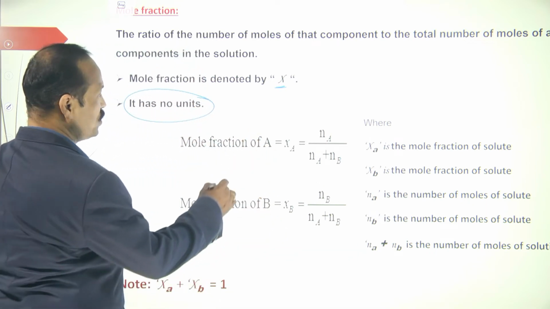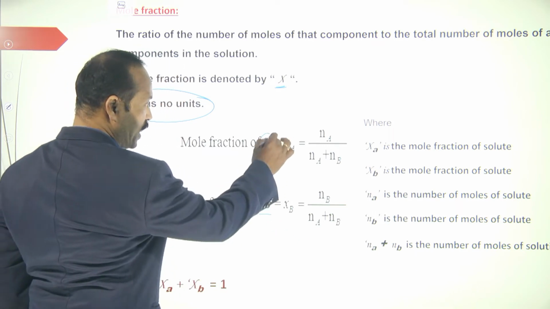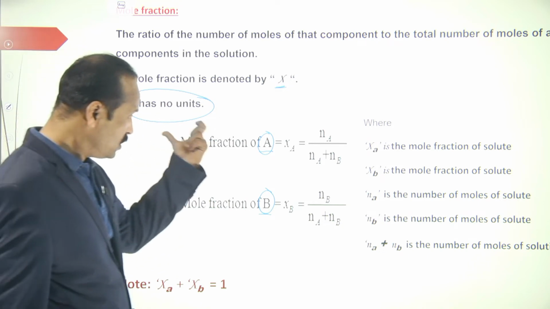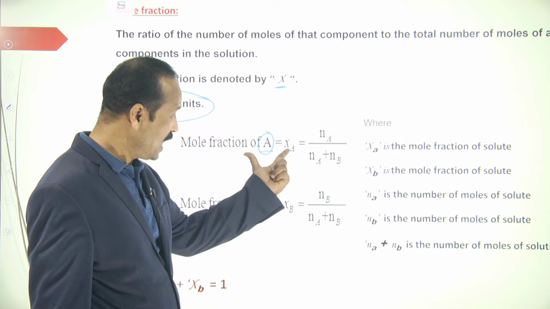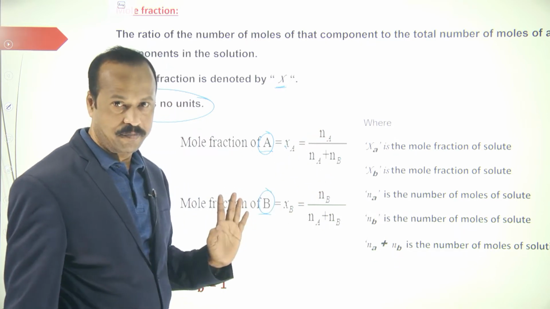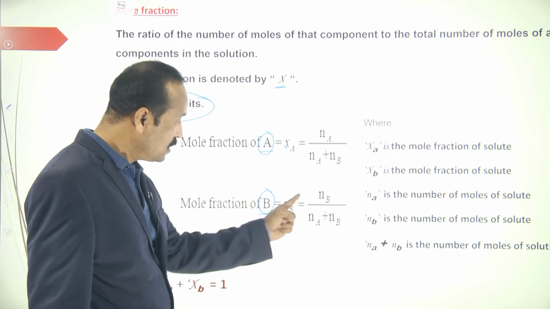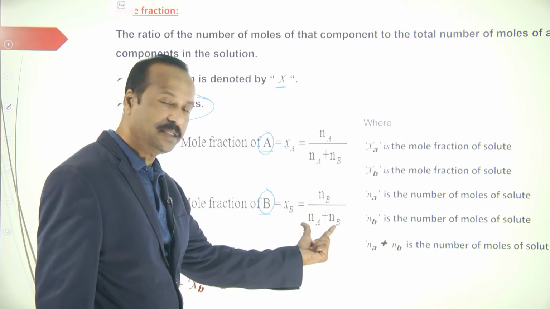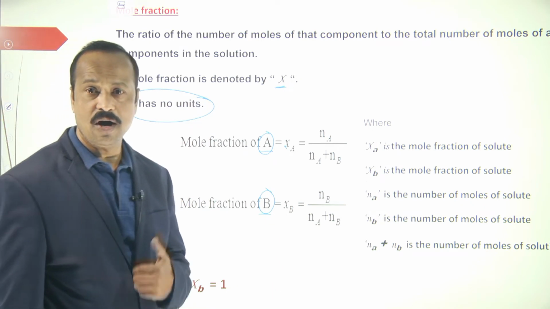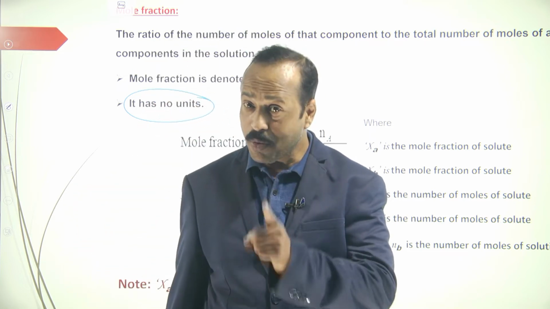Okay, and in mole fraction we have two components, one is solute and one is solvent. Solute is denoted by A, solvent is denoted by B, right? Now the mole fraction of solute can be denoted by XA. So you write Na at the numerator, Na by Na plus Nb. Now mole fraction of B means what? Solvent. So you write Nb at the numerator, Nb by Na plus Nb. That's all. So that is the mole fraction of the solute or solvent. Okay, students, in the mole fraction we have one advantage.